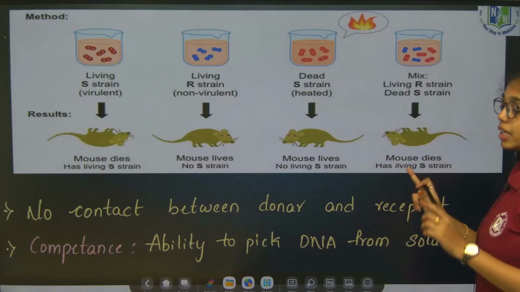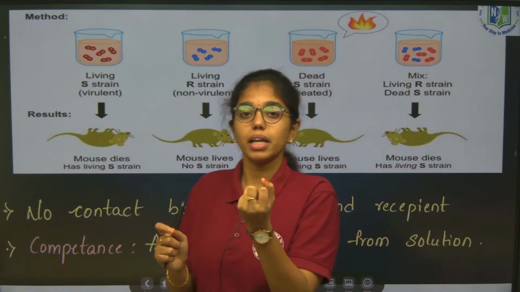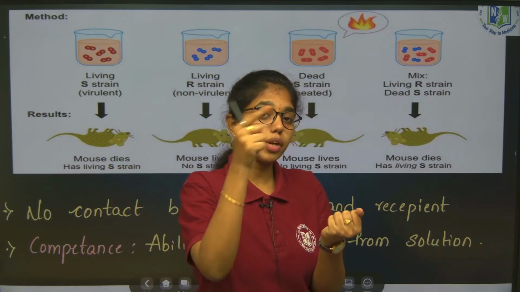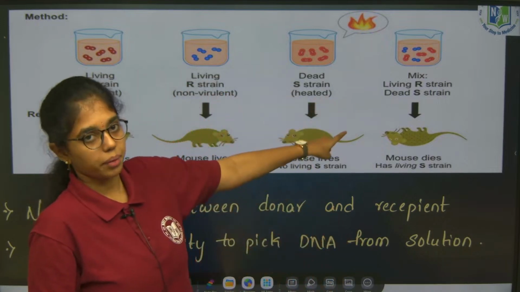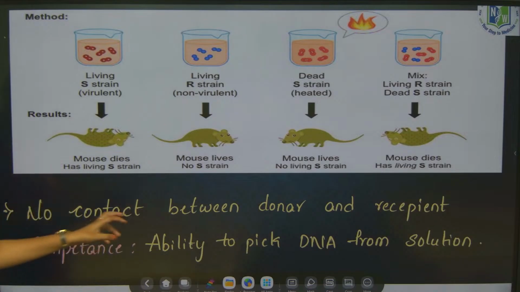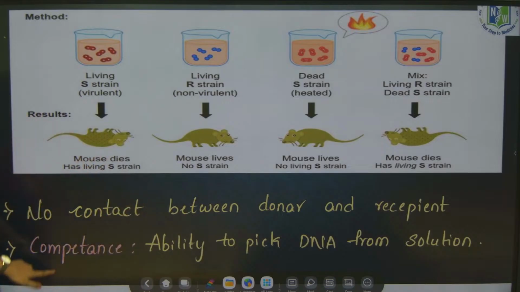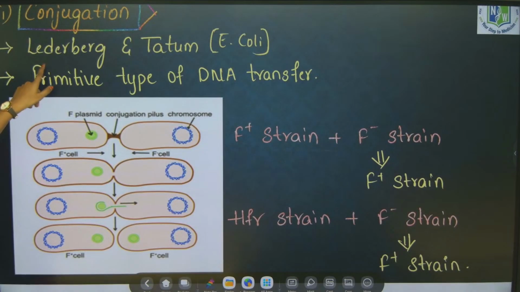So here there is no contact between the donor and recipient, but the genetic material is being taken from the heat killed S strain to the R strain, which is making the R strain virulent. This raises the concept called competence, which is the ability to pick up DNA from the solution. So till here it is clear, right? Lastly, we will also discuss conjugation and transduction.